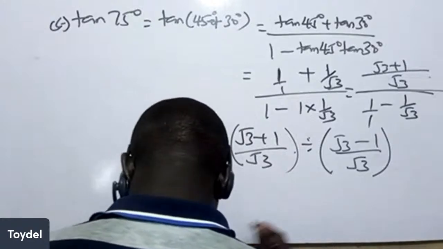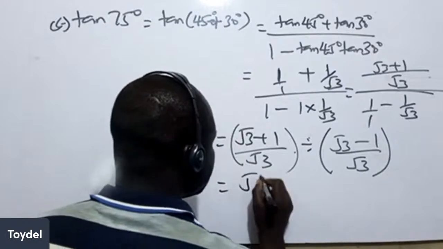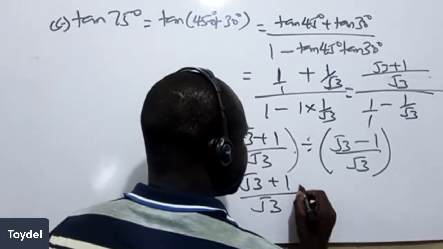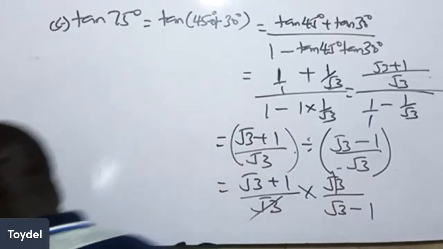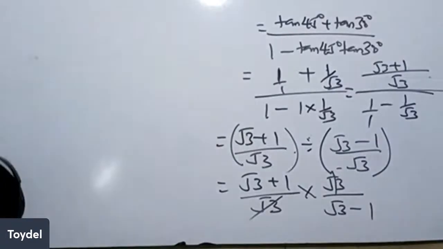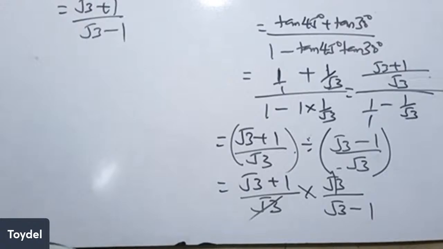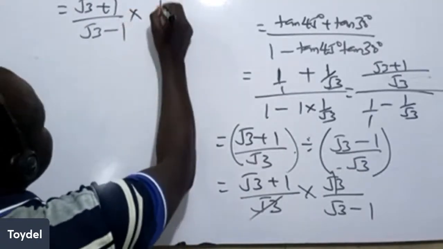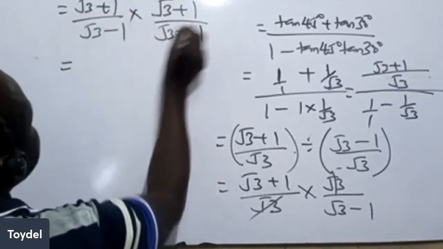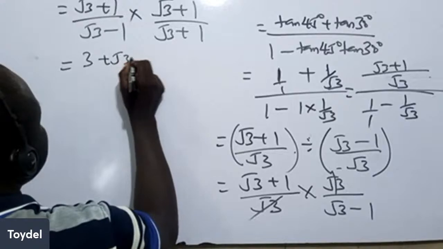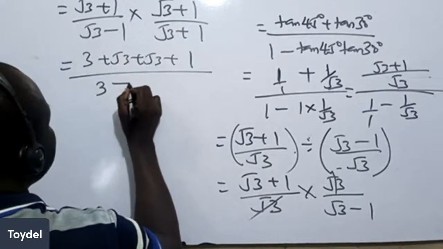Then, of course, if we solve this, we are going to have root 3 plus 1 all over root 3 multiplied by, we interchange, root 3 all over root 3 minus 1. This cancels this. So finally we are going to have square root of 3 plus 1 all over square root of 3 minus 1. We can't leave the answer like this. So from our knowledge of surds, we rationalize by multiplying by the conjugate, root 3 plus 1. Then if we expand this, we are going to have 3 plus root 3 plus root 3 plus 1 all over 3 squared minus 1.